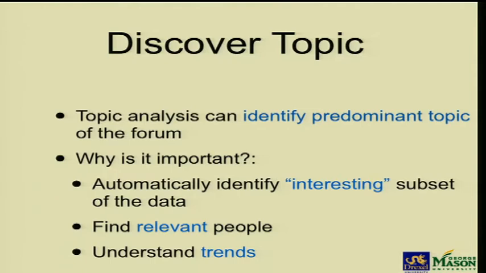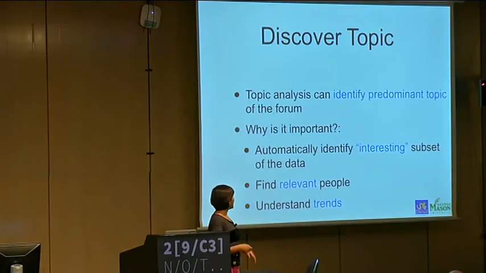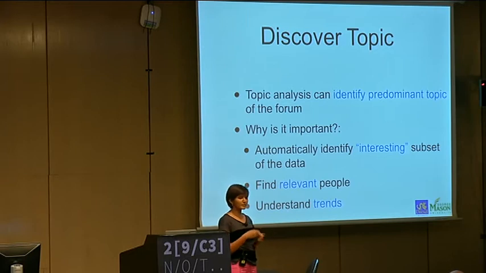Our last analysis is topic discovery. Using topic discovery, we can find the predominant topic of a forum. It's interesting because, as I showed you before, our data set was huge. Using topic analysis, we can find a very interesting subset among the data set and then do manual analysis on it instead of doing manual analysis on the whole data set. And it can also help us find relevant people, people who are talking on a specific topic.